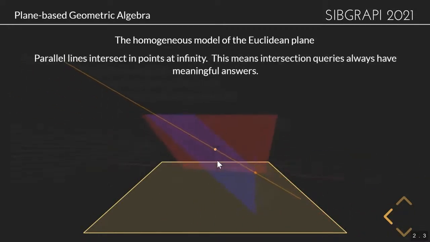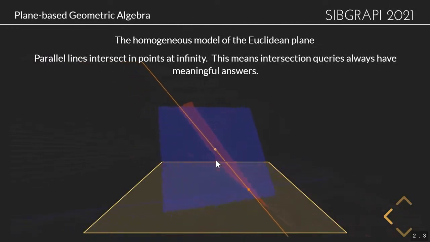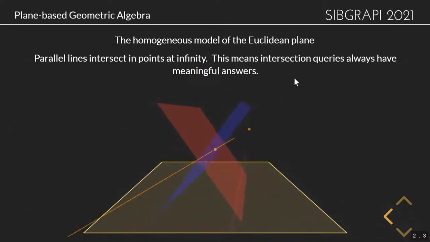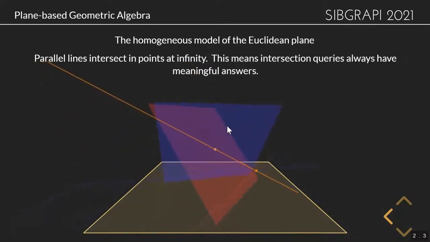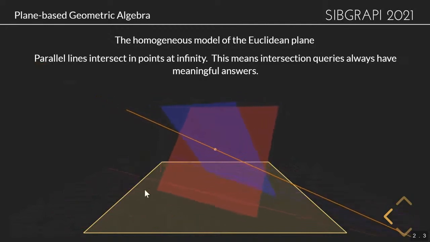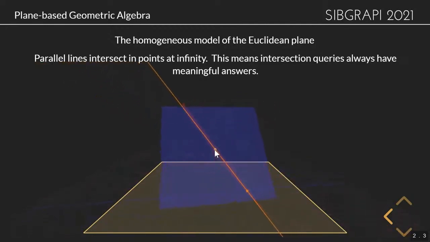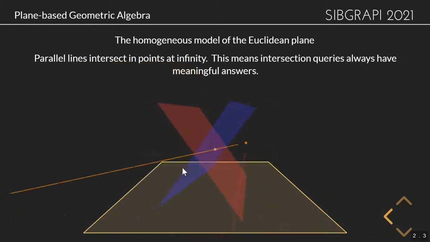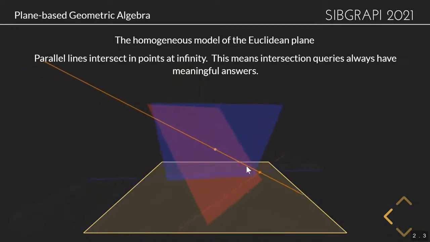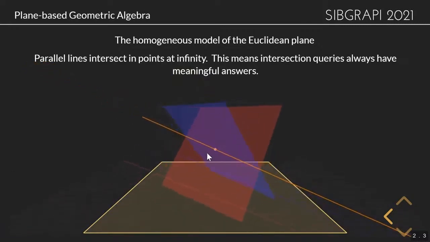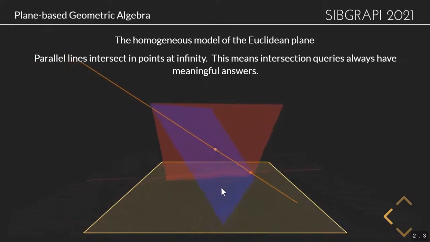So why would you want to do this? Well, it makes it so that when you do an intersection query, you always get an answer. So if we are intersecting this blue line and this red line, we intersect the planes instead. Since these two planes go through the origin, they will always intersect, and they intersect in this orange line. And this orange line is now the representation of the intersection point of the red and the blue one.